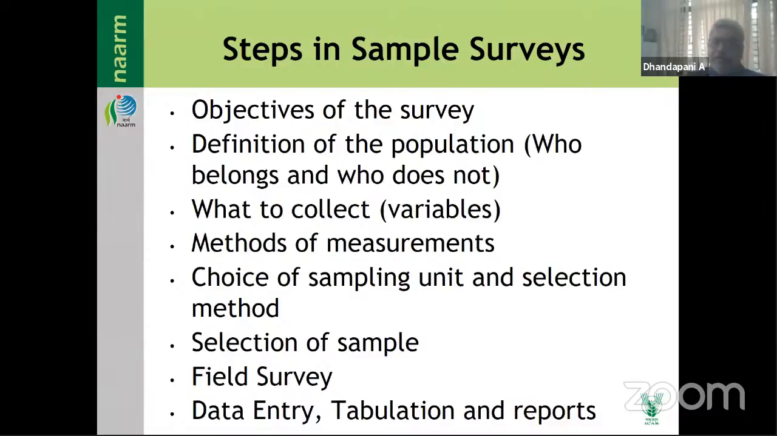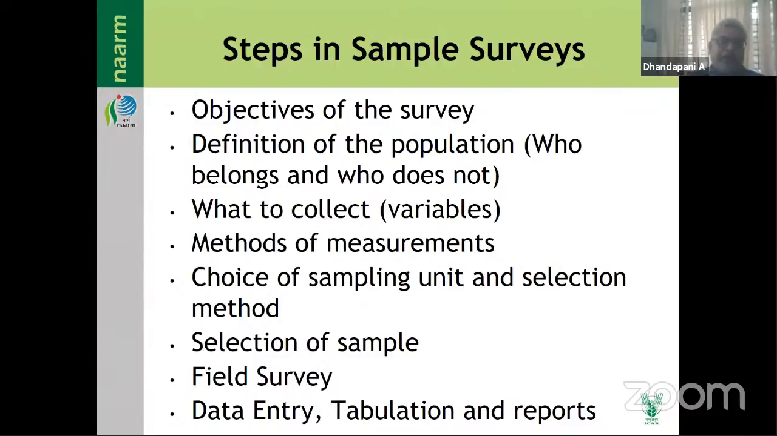How do you measure? All these things will come when you are going to design your questionnaires or schedules. These things are how to go from the objectives of the study to how you are going to collect these variables. This will be dealt with when you learn about questionnaires. So the most important thing is what is your choice of sampling unit and selection method. That's what we are going to talk about more.